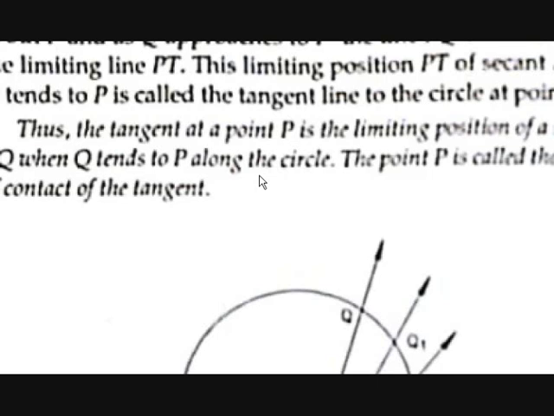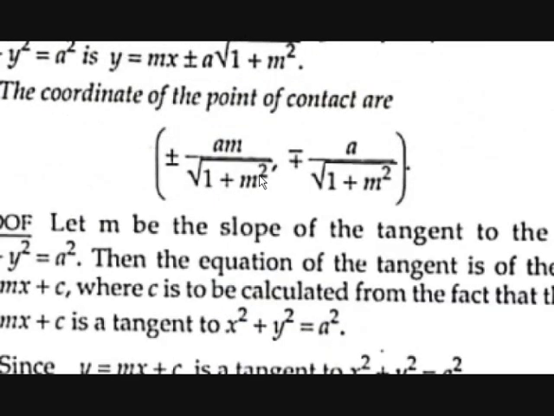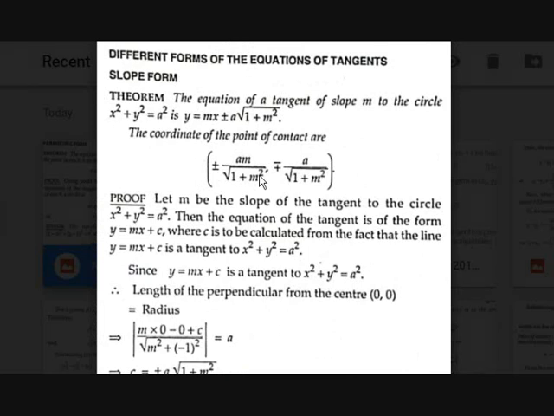Now, let's see the equation of the tangent and the point of contact of the tangent. Okay, different forms of the equations of the tangent. Let's see different forms: slope form, if the slope of the tangent is given, or the point form, if the coordinates of the point of contact are given, or parametric form, using the angles. First, let's start with slope. Let's see what the theorem is and how we can prove it.